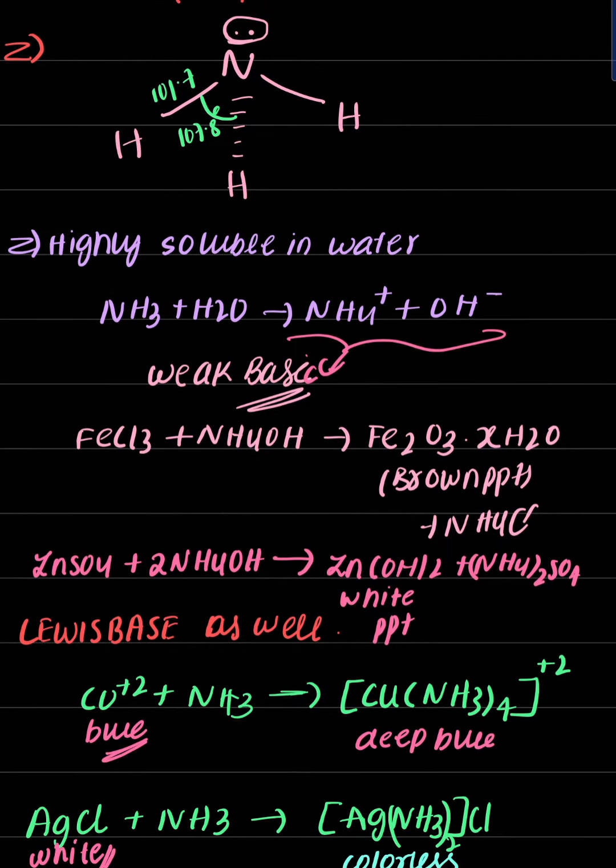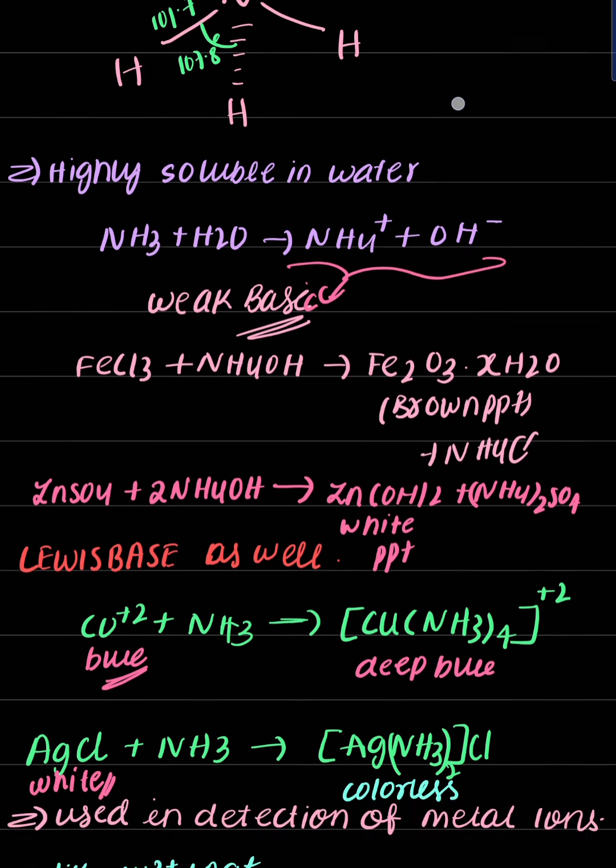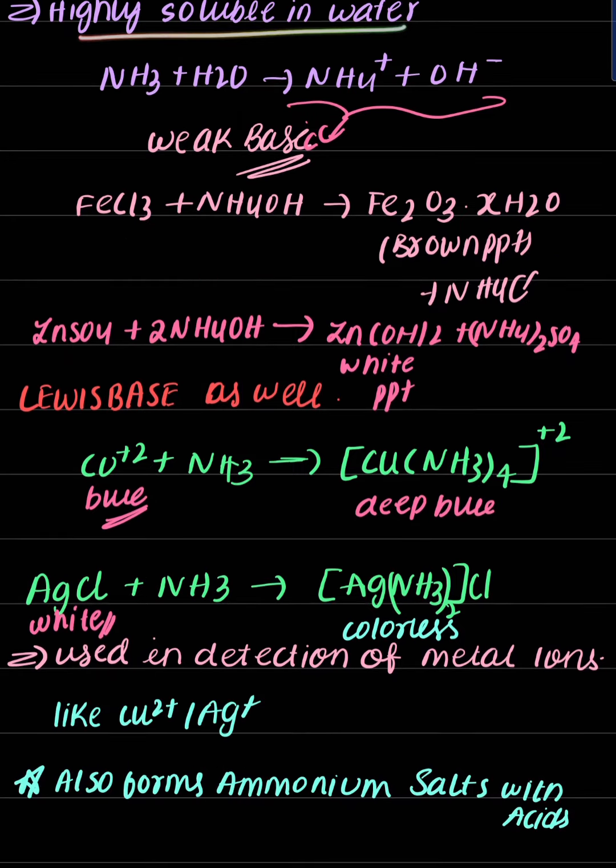Now, this is the structure of ammonia. It's trigonal pyramidal with a bond angle of 107.8 degrees. It's highly soluble in water, and the resultant ions are weakly basic.